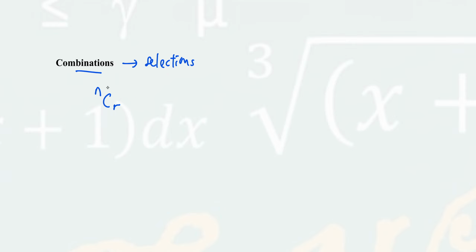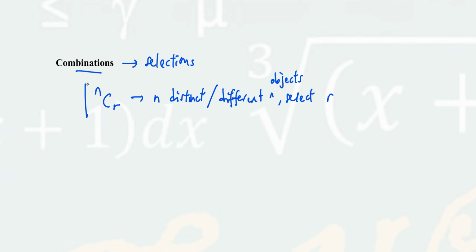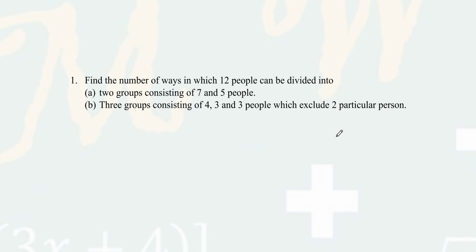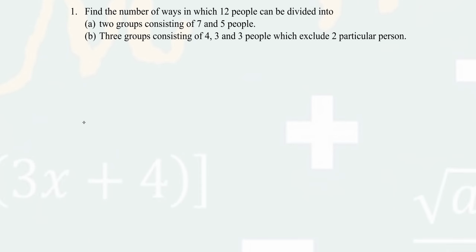This nCr means n distinct or different objects, and we select r of them. Selecting r means the selected objects will be different objects. This is the only formula for combinations. Let's move on to the next part, which is our question number 1.